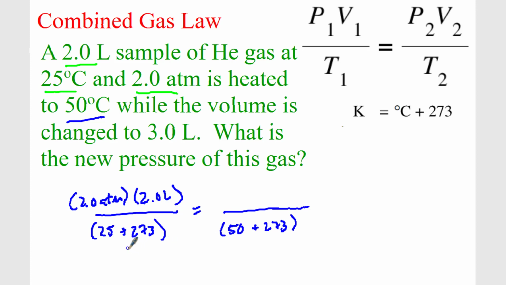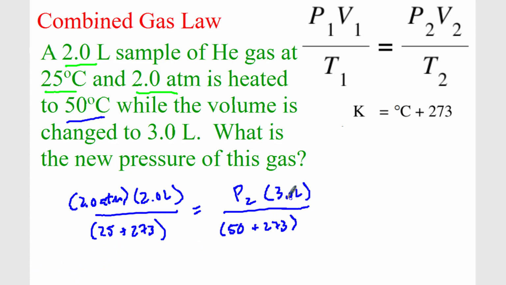We're going from 298 to 323. And you can see the volume is 3.0 liters here, which means we're looking for the new pressure of the gas. So you can do algebra for this. You can cross multiply if you want. I like to do it this way.